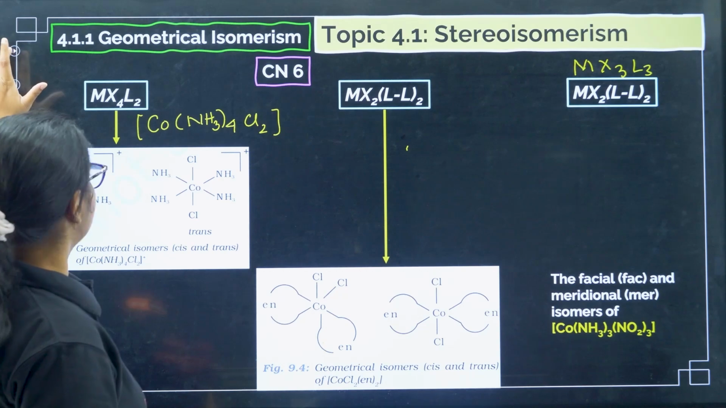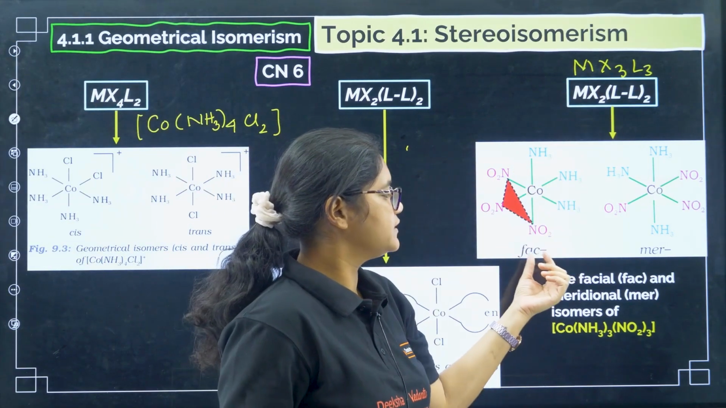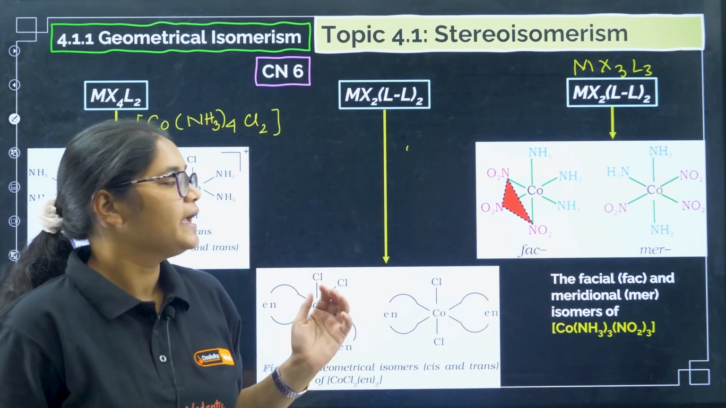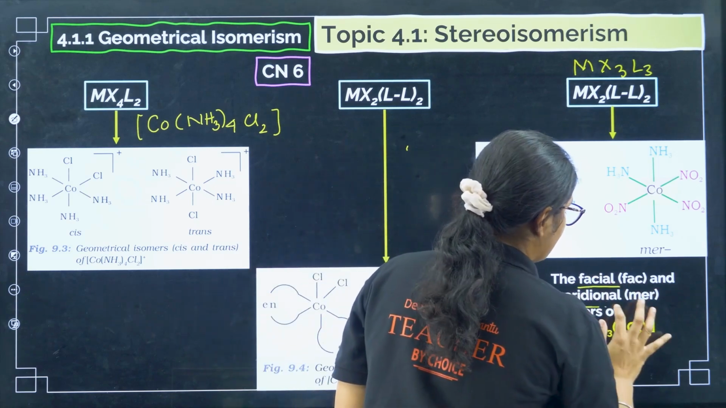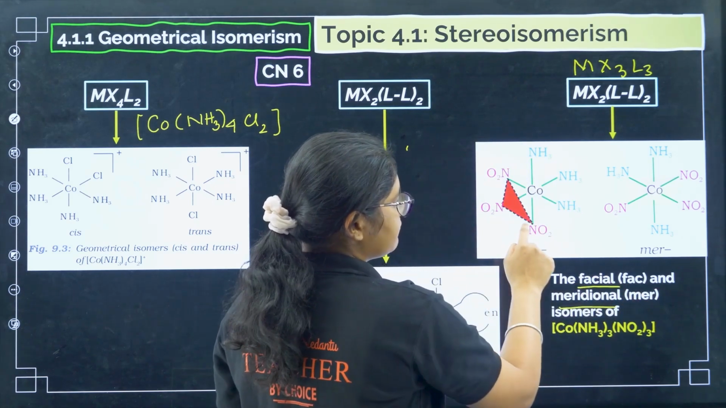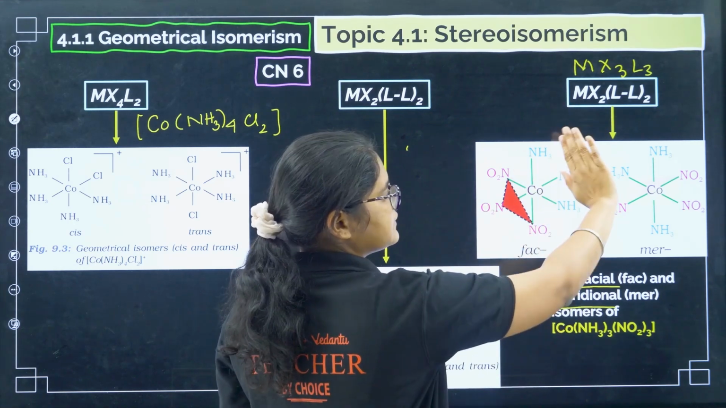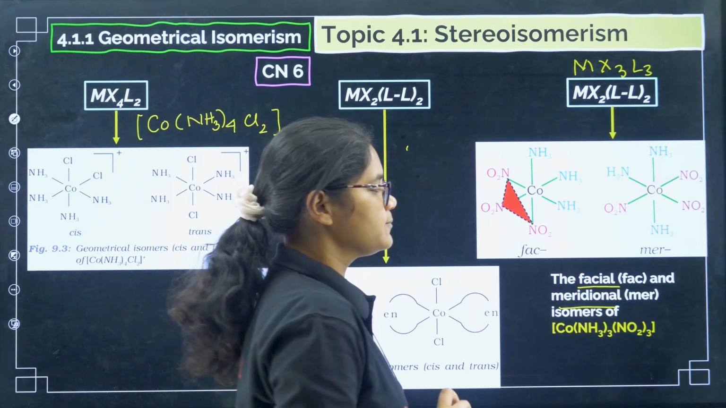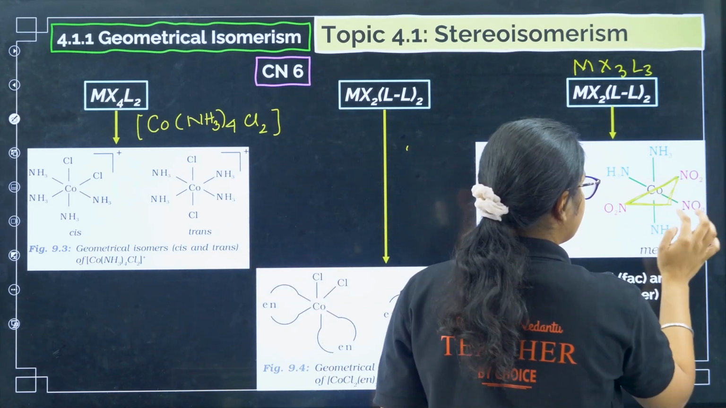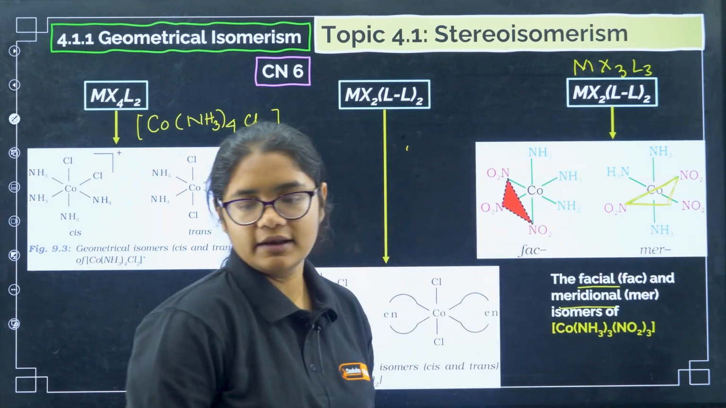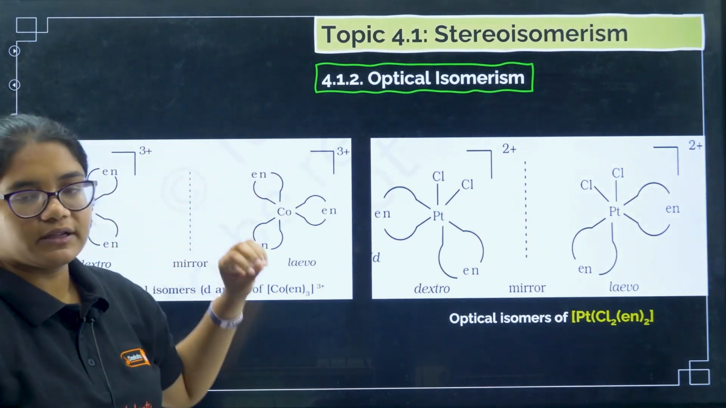Okay. Next, if I see here MA3B3 type, okay. So this is very much asked in the exam. For MA3B3 type, you have another type of geometry, that is facial and meridional. Facial means on one face of the octahedron all the 3 ligands are present, and on the opposite face the other 3 ligands are present. And here you can see if on one meridian, 3 ligands are present, then it is meridional isomerism. Clear?